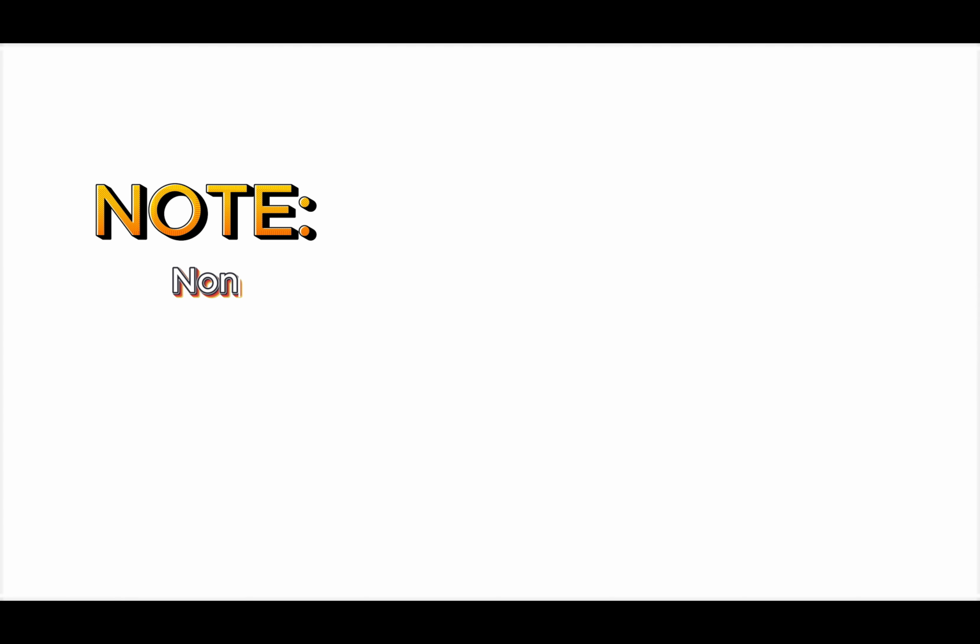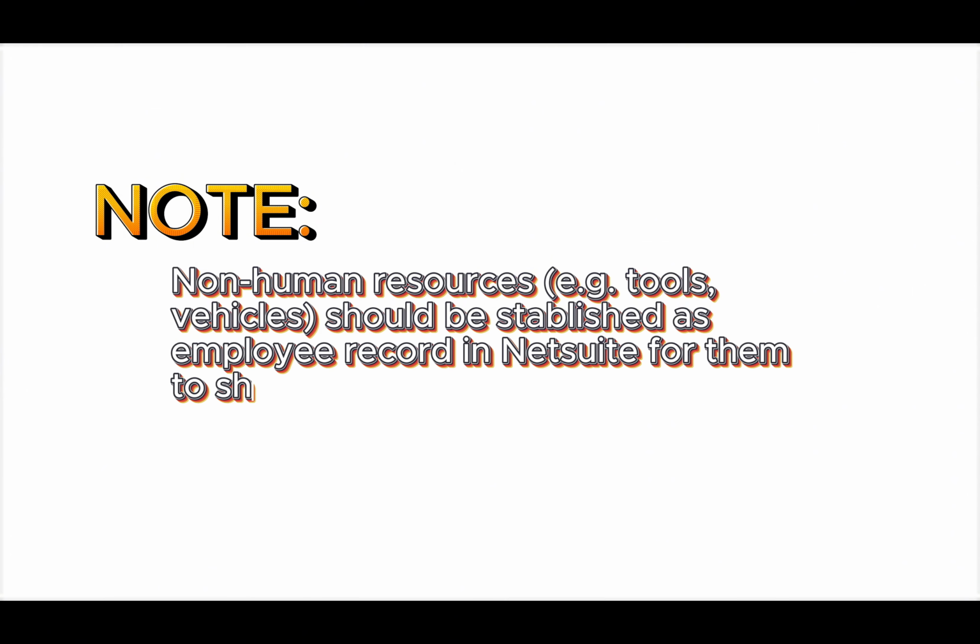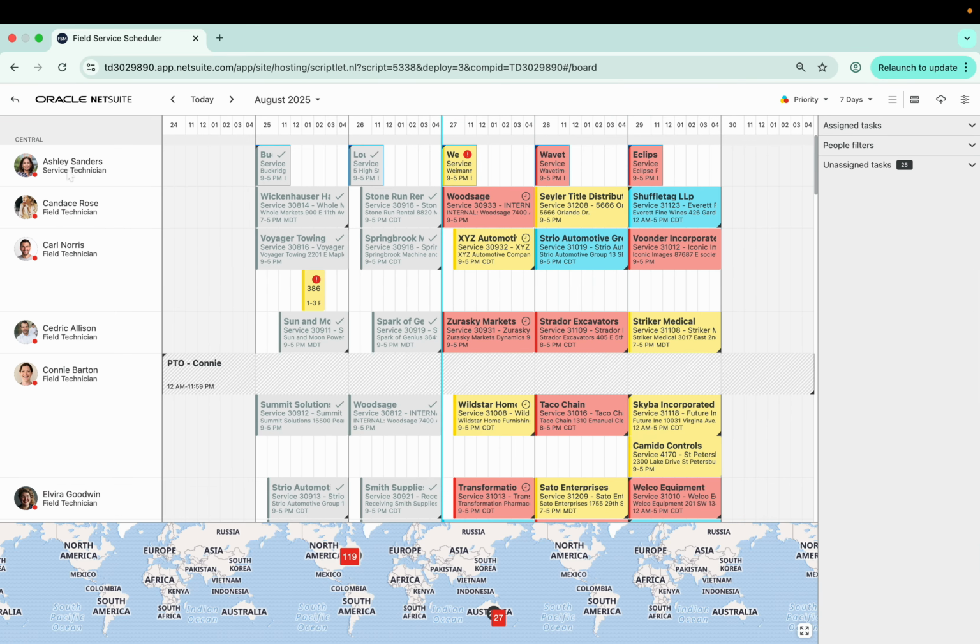Note that non-human resources, such as equipment or trucks used on the field and need to be scheduled as well, need to be created as employee record in NetSuite for them to show on the scheduler. From the past, we just created a custom field to easily identify them from real technicians, and we assigned them a region we named as tools or vehicles so they would show together on the scheduler.